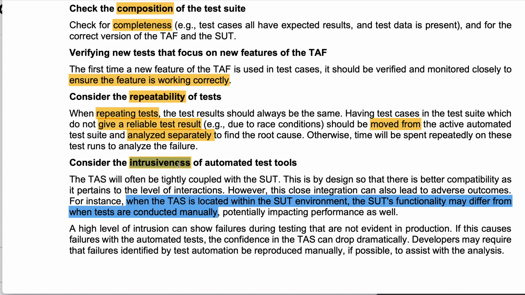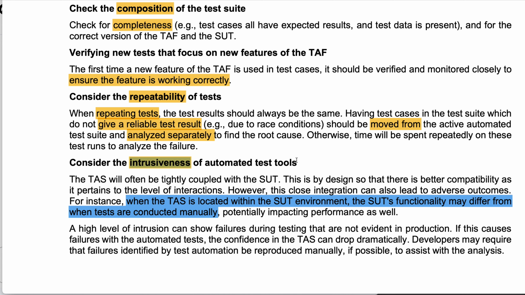Consider the intrusiveness of automated test tools. The test automation solution will often be tightly coupled with the system under test. This is by design so that there is better compatibility as it pertains to the level of interactions. However, this close integration can also lead to adverse outcomes. For instance, when the test automation solution is located within the system under test environment, system under test functionality may differ from when tests are conducted manually, potentially impacting performance as well.